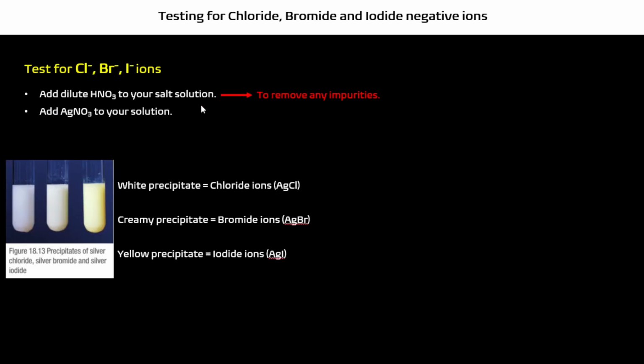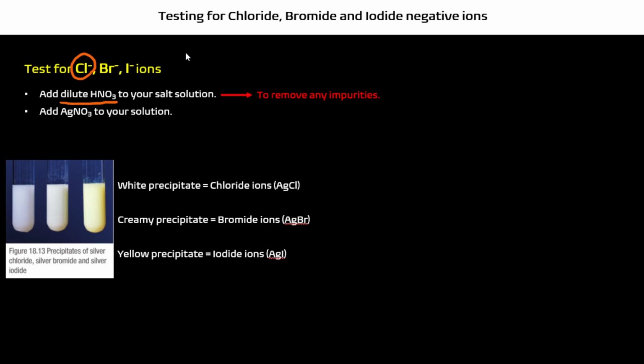For testing chloride, bromide, and iodide negative ions, what you would do first, instead of HCl, is add dilute nitric acid to our salt solution to remove any impurities. The reason why we are not using HCl in this case is because we might be testing for Cl-, and if we use HCl, there will not be a reaction.